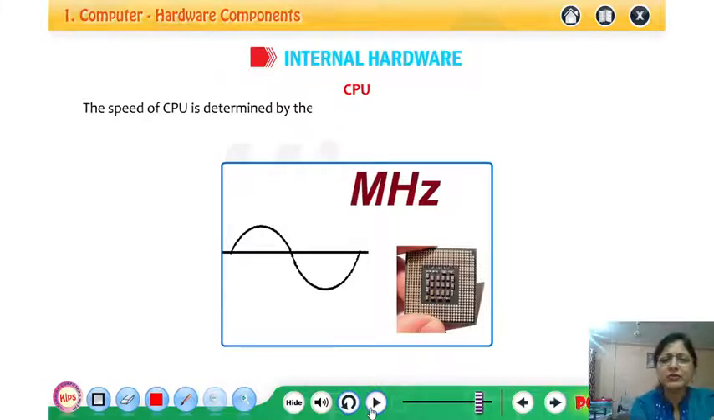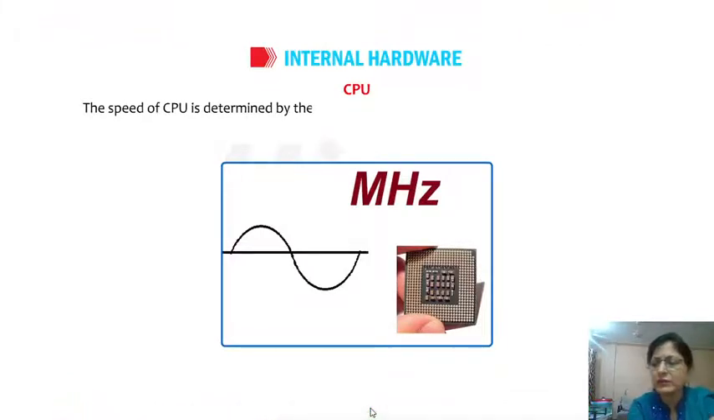In your primary classes, when we were doing theory of computers, you have always learnt that the CPU is the brain of the computer. So this chip is the main part of the computer, the CPU, Central Processing Unit. This is the place where all the arithmetic and logical calculations take place.